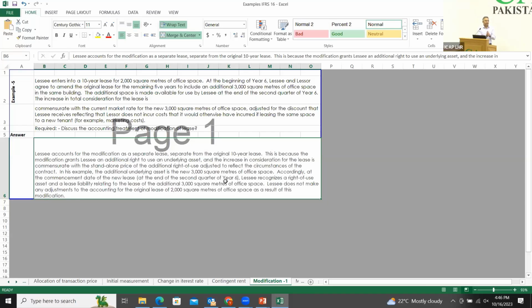There is an increase in the scope, and the price being charged for the increase in the scope is also based on standalone selling price. So there will be no impact on the existing lease accounting. This 3,000 square meter will be a new lease, and that will be accounted for accordingly.